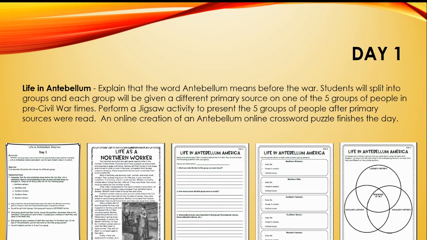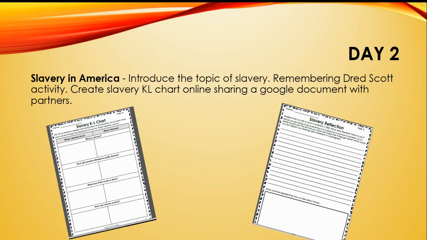This social studies unit on the Civil War will occur over a 5-day period. Our school is on a block schedule. On the first day of the unit, students will learn about the life in antebellum. We will explain to the students that the word antebellum means before the war. Students will split into groups, and each group will be given a different primary source on one of the 5 groups of people in pre-Civil War times. Then a jigsaw activity will be used to present the 5 groups of people after primary sources were read. For this activity, students will create an antebellum online crossword puzzle.